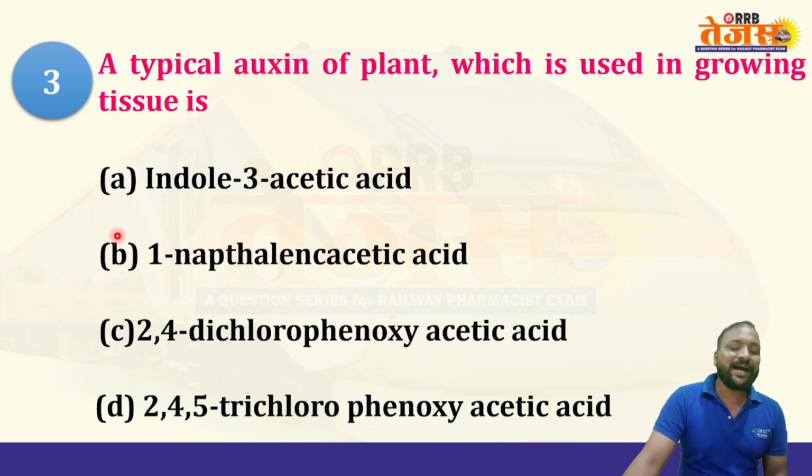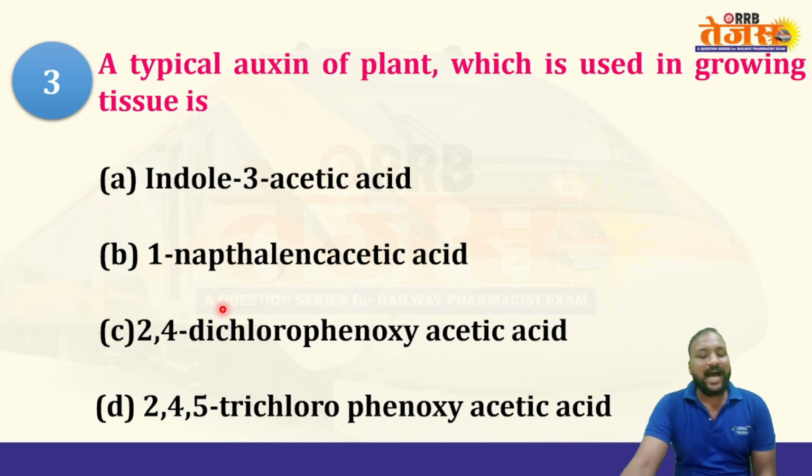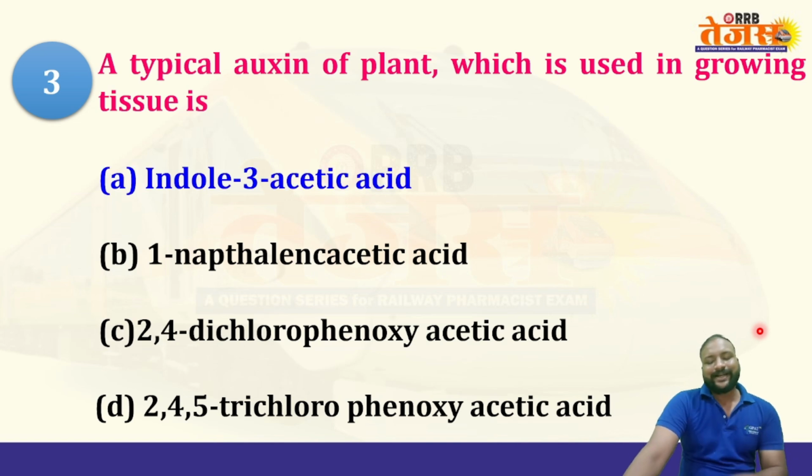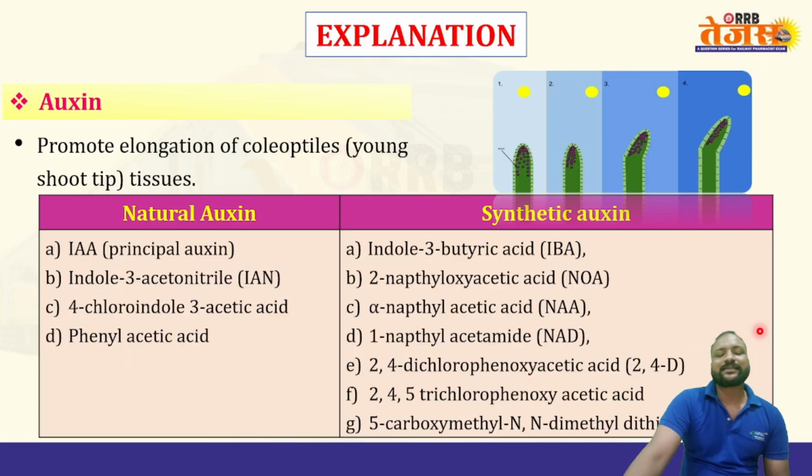So option A, IAA, indole 3 acetic acid. Option B, NAA, 1 naphthaleneacetic acid. Option C, 2,4-dichlorophenoxyacetic acid. And option D, 2,4,5-trichlorophenoxyacetic acid. So what will be the right answer here? So option E is correct. That is indole 3 acetic acid. That is a natural auxin.